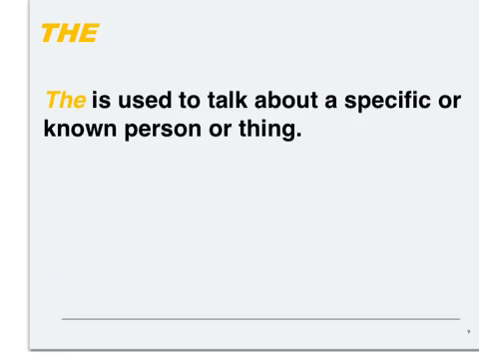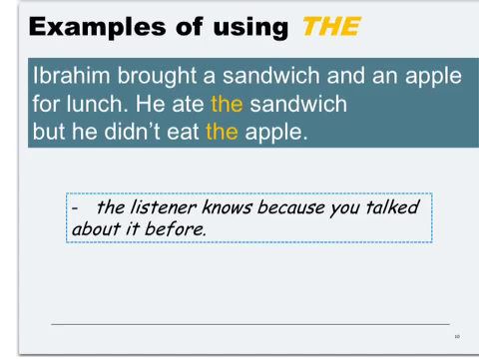Now let's look at "the". The is used to talk about a specific or known person or thing. It's called the definite article because definite means clear or obvious. Again, to help you understand what this means, let's take a look at some examples.